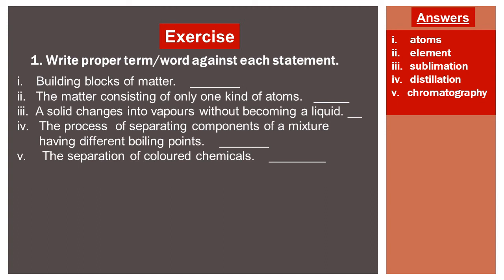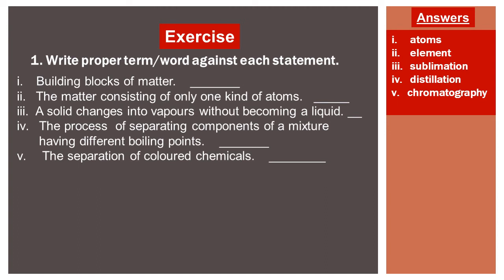So the first answer to part number 1, that was atoms. Yes, we were correct. Atom is the correct answer, the building blocks of matter. Then part number 2, the correct answer is element, the matter consisting of only one kind of atoms. This sample is called an element.